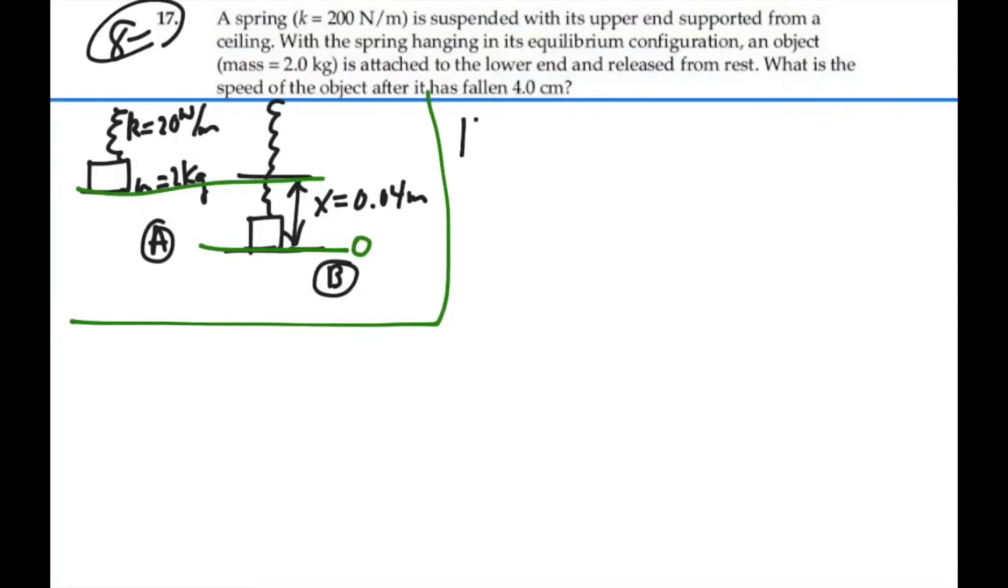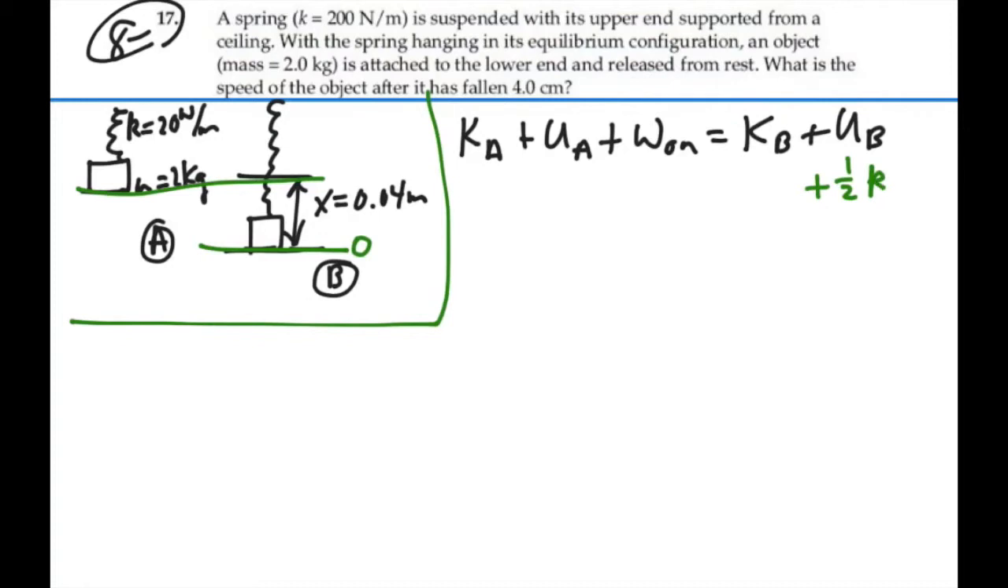Starting from the one equation to rule them all: the kinetic energy at A plus potential energy at A plus any work done along the way equals kinetic energy at B plus the potential energy at B. By definition, we have defined the gravitational potential energy at B to be 0. However, we do have a spring potential energy, so at B we're going to extend that spring a distance x, so we'll have a 1/2 kx squared there. The potential energy at A is going to be mgh, where h is our height above point B.